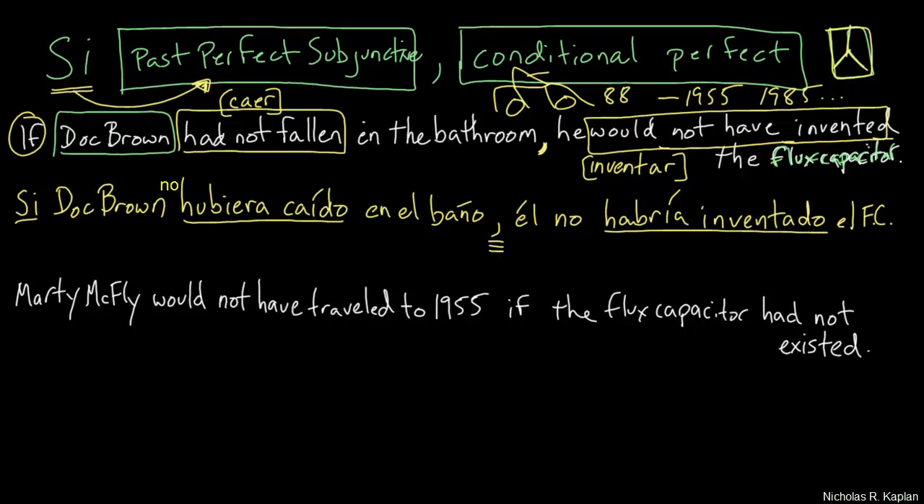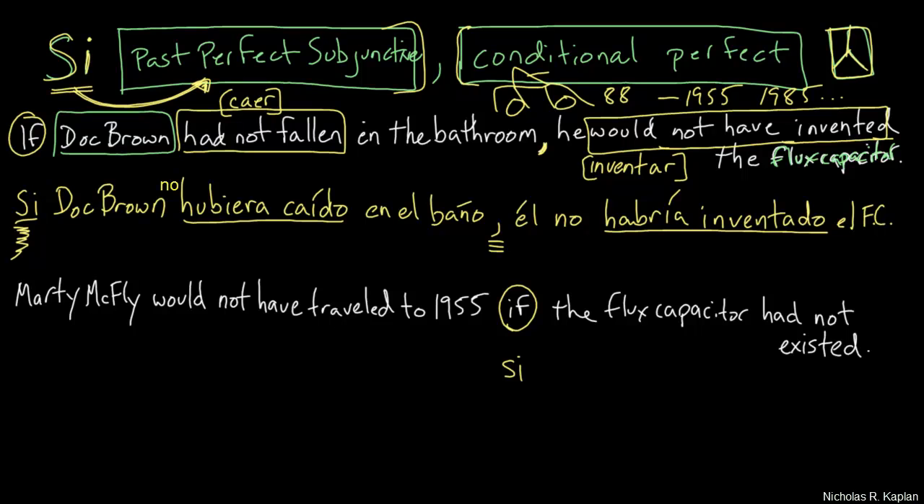All right, let's look at another one. Marty McFly would not have traveled to 1955 if the flux capacitor had not existed. All right, well, let's identify our si. So I changed this one a little bit for you. So if, instead of it being at the beginning like we had in the first example, we switch the order, and that's okay. We can take these two blocks that we have at the top up here and we can change them. But remember, the si always goes right with past perfect subjunctive.